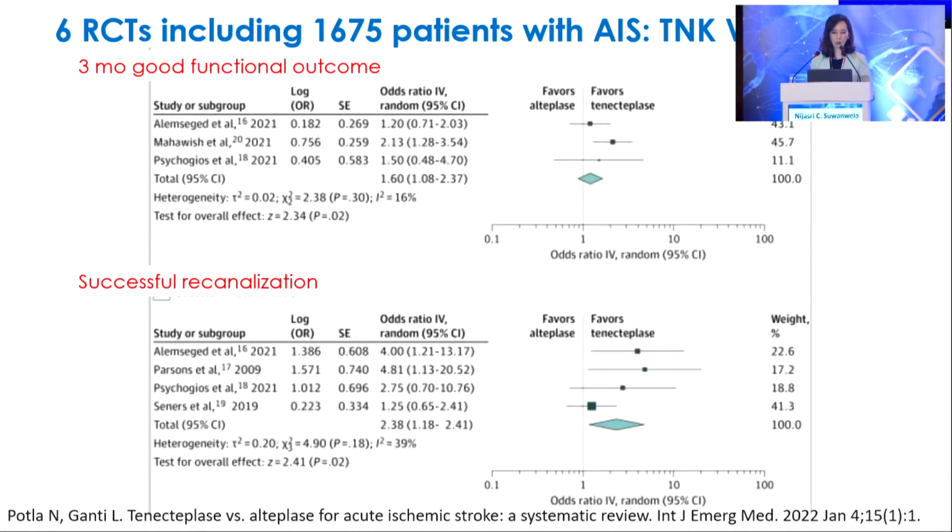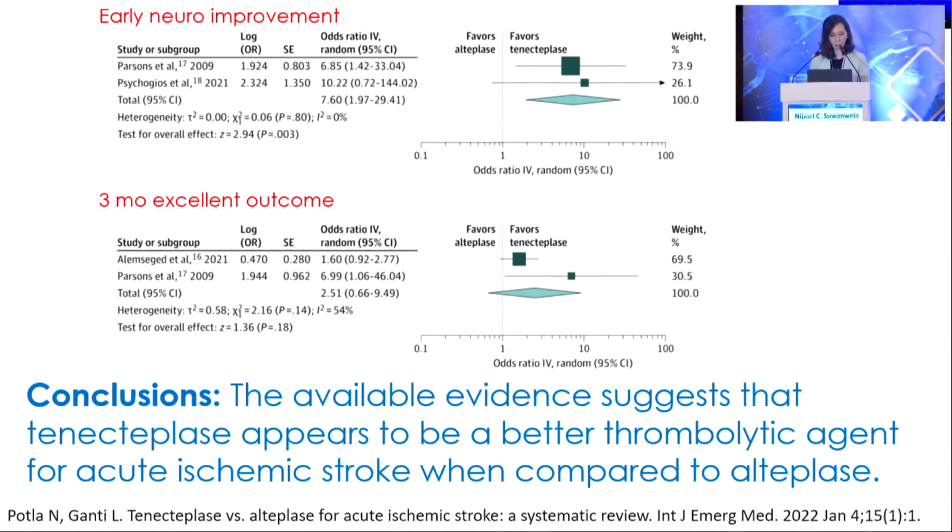So there are many randomized controlled trials. I don't want to go into details in all of them, but to let you know that these are the earlier trials comparing tenecteplase with alteplase. And when you look at the functional outcome at 3 months and successful recanalization, both of the outcomes are in favor of tenecteplase. So tenecteplase is probably superior, or at least non-inferior, to alteplase that we are using. And early neurological improvement and also excellent outcome is shown here.